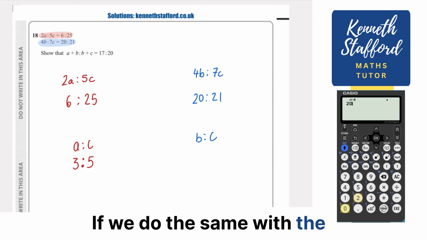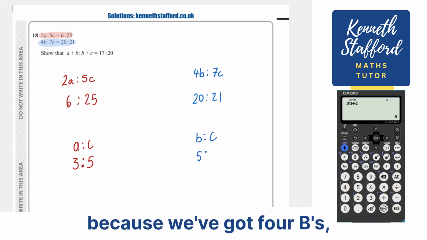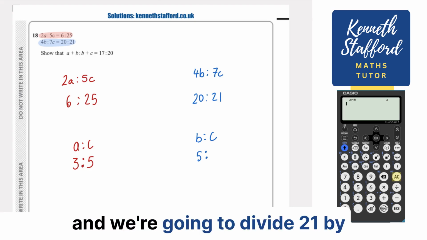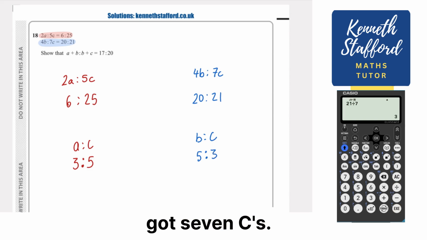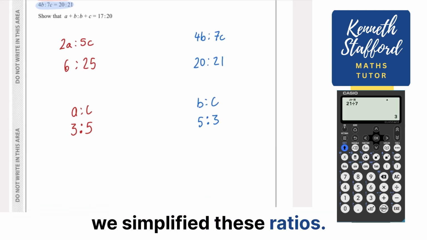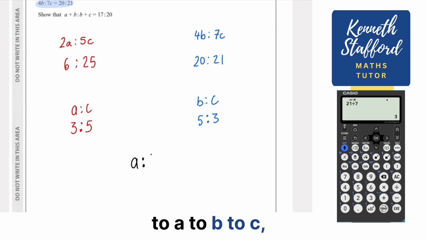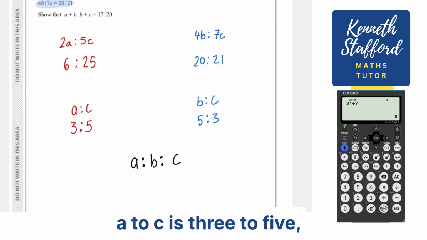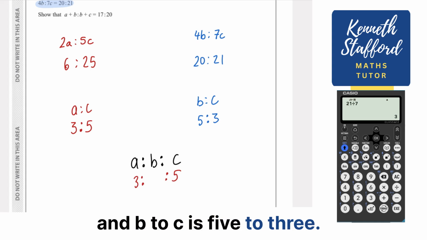If we do the same with the 4b to 7c, we're going to divide 20 by 4 because we've got 4 b's, and we're going to divide 21 by 7 because we've got 7 c's. So now we've simplified these ratios. If we combine them to a to b to c, a to c is 3 to 5, and b to c is 5 to 3.